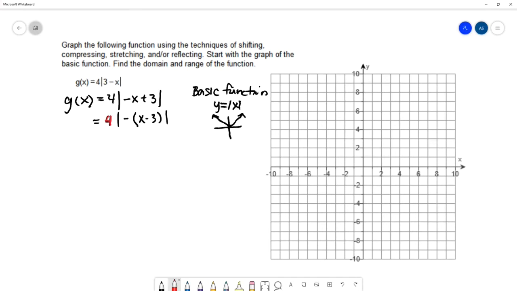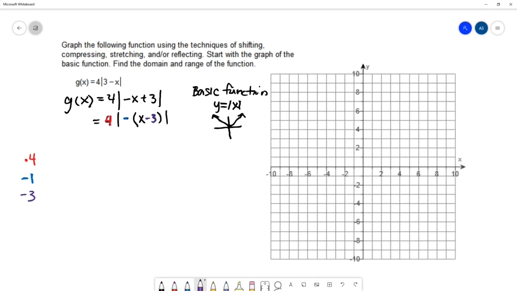We've got this 4, this negative, and this minus 3. These are 3 transformations that we've got to apply to the basic function of the absolute value graph. So let's figure out what those different transformations are. So we have this multiplication by 4, we have a multiplication by a negative 1, and a subtraction of 3.